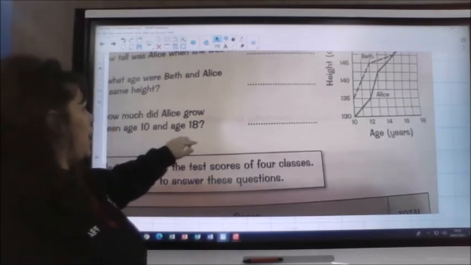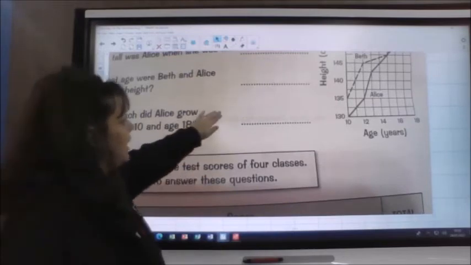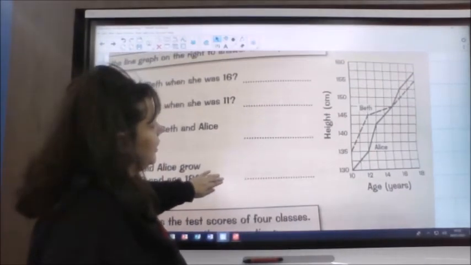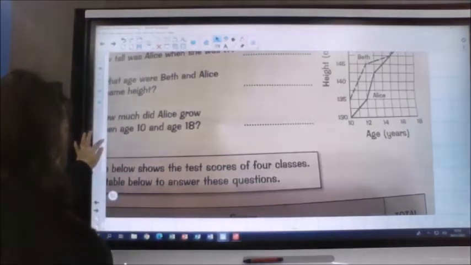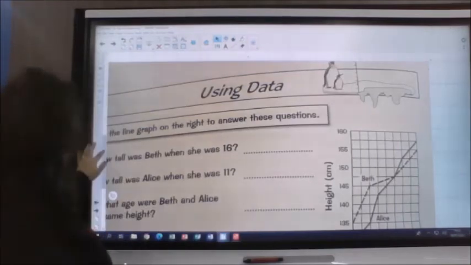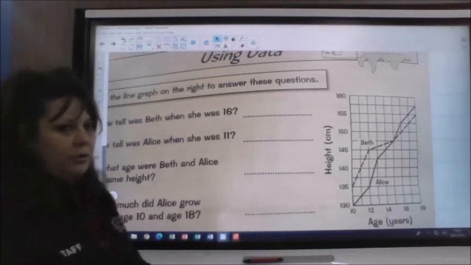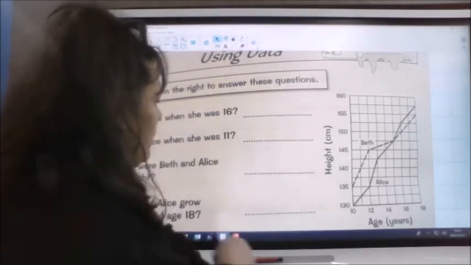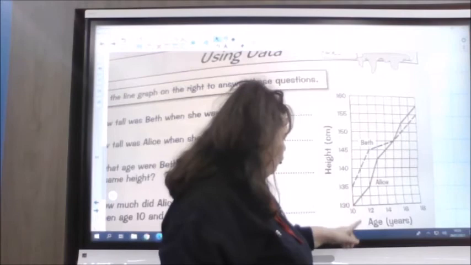Okay, so how much did Alice grow between age 10 and 18? So let's have a little look at 10 and 18. Okay, move my board that way, and then I can see. Yeah, okay. So between 10 and 18, I'll get there in a minute. There we go. Ugh, got Monday morning blues. Right, so between 10 and 18, how much did she grow?